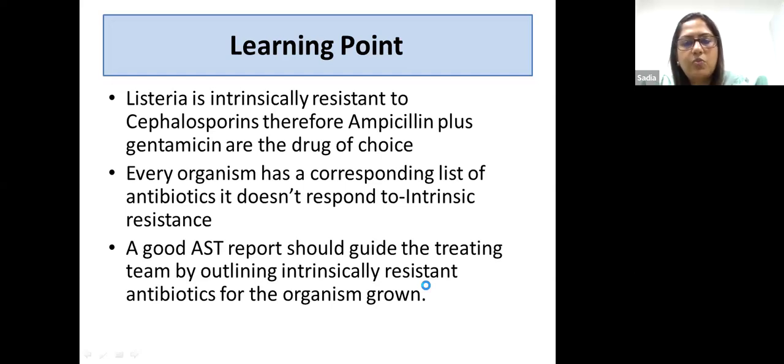So, a good AST report will guide the treating physician that these drugs are intrinsically resistant. So please do not use them. Okay, so for Burkholderia, colistin is intrinsically resistant, or for any other drugs, there is a long list.